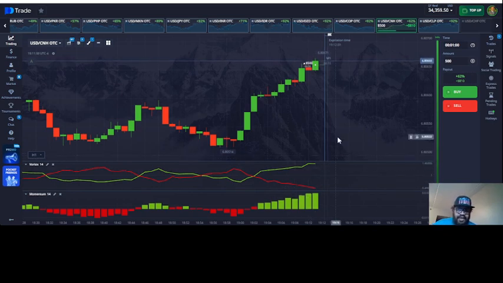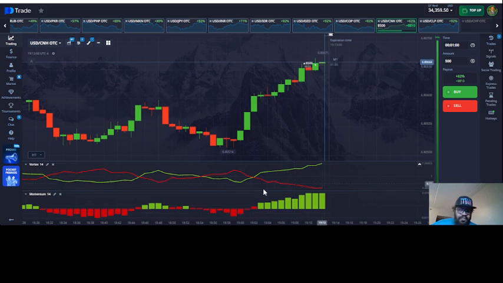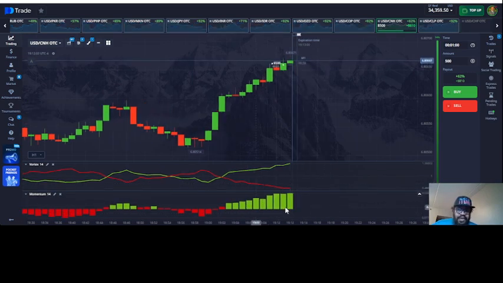Like I mentioned, I don't necessarily trade crosses here. Sometimes when you trade the cross, it may reverse back against you. I like to trade divergence. So there goes the divergence. And then if you look at the momentum indicator here, the green bars are printing above the zero line here, and they're generally increasing in length.